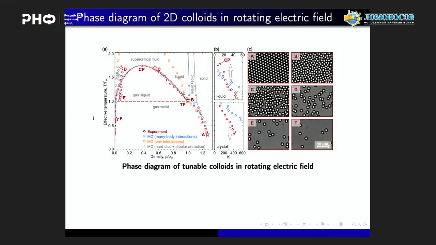This field should also affect the polarization of the first two particles we considered. In other words, the third particle should affect the interaction between the first two. This is called three-body interactions in physics: the energy of the system is not determined only by the energy of different pairs. It's affected by the particular configurations of triplets. So you see here that pure pairwise interactions cannot explain the phase states which we observe in experiment.